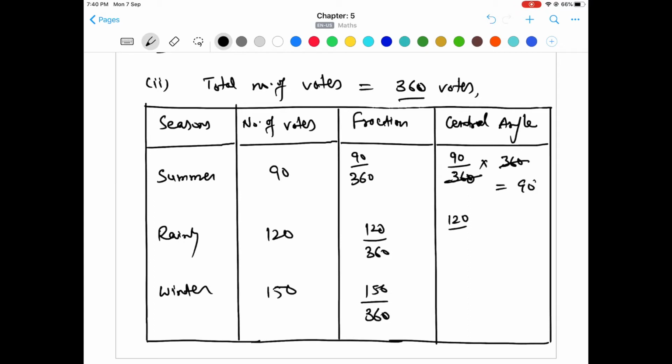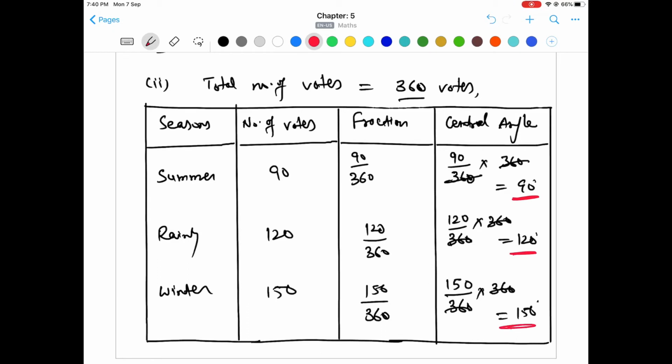Next is 120, which is a fraction, by 360 multiplied by 360. Again this 360 and this 360 will be cancelled out, so the answer will be 120 degrees. And we have 150 degrees divided by 360, not degrees. Because it is a fraction, it does not have any unit or other value, it will be simply a number, so these two will also be cancelled. The answer will be 150. So the central angle for summer is 90 degrees, for rainy is 120, and winter is 150.